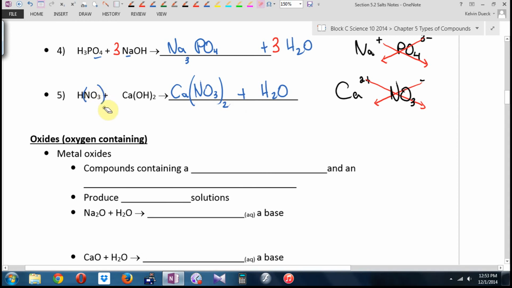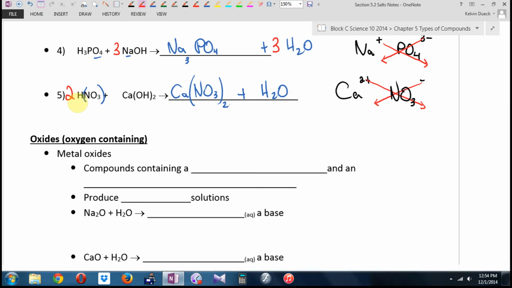As soon as I do that, can you see there's one thing staring out at me as being unbalanced? Because how many NO3s, how many nitrates do I have on the right-hand side? How many on the left? So the first thing I'm going to try is that. We have just balanced the nitrates. How many calciums on the left? How many calciums on the right?